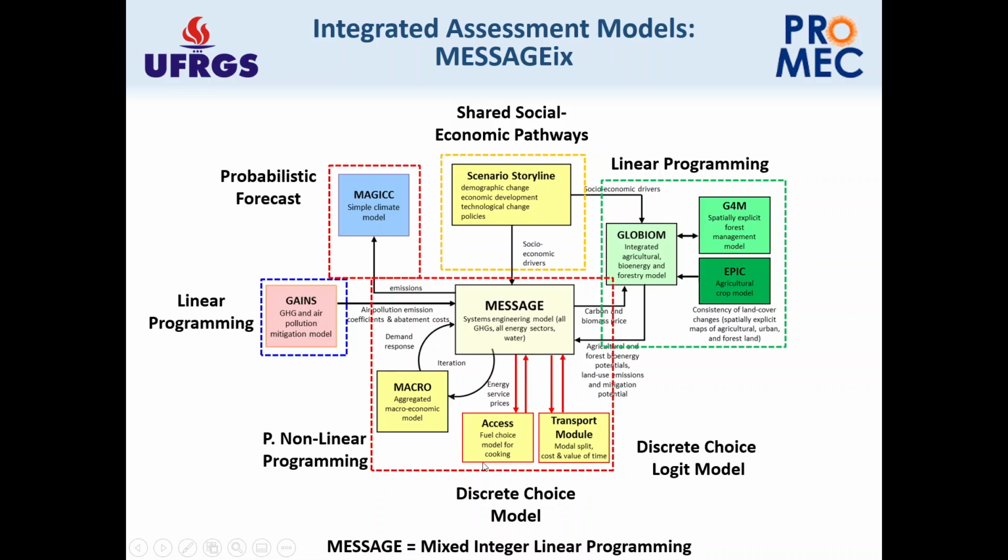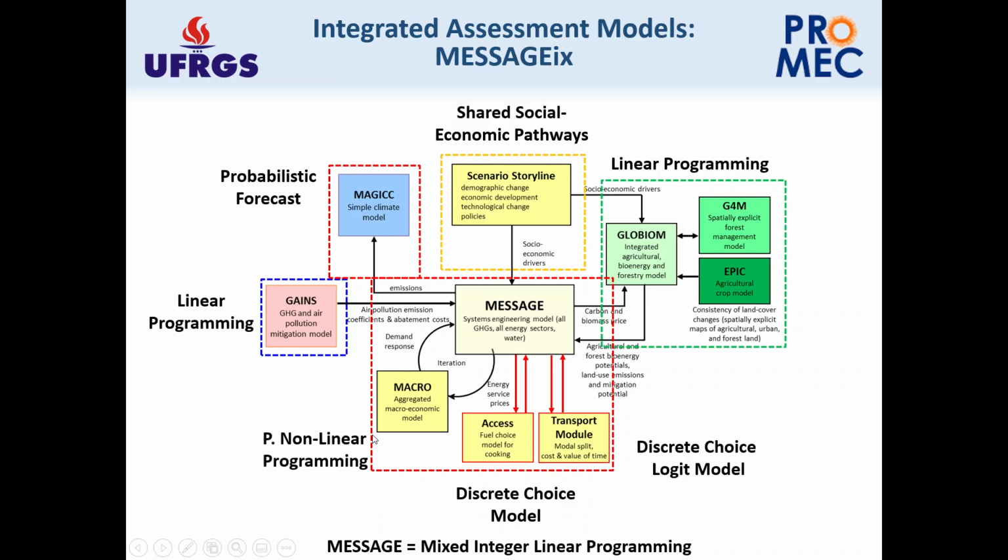You have this section which is ACCESS, which is for very poor countries. How are they going to cook their food? Are they going to use wood? Are they going to use gas, biogas? Are they going to use coal? This coal can impact their health, for example. And then they have a district model in order to estimate their decisions according to how much money they have, how much money the country can supply to them.